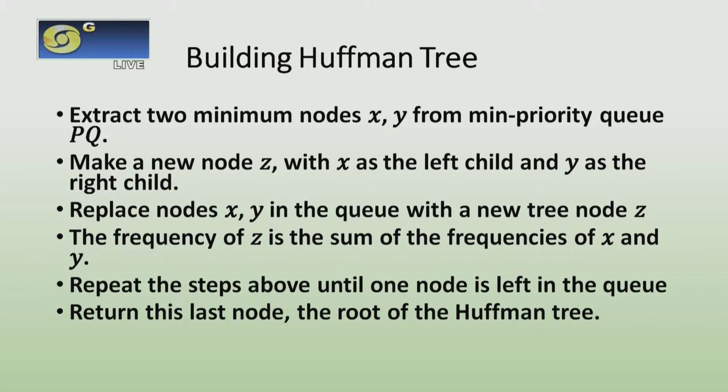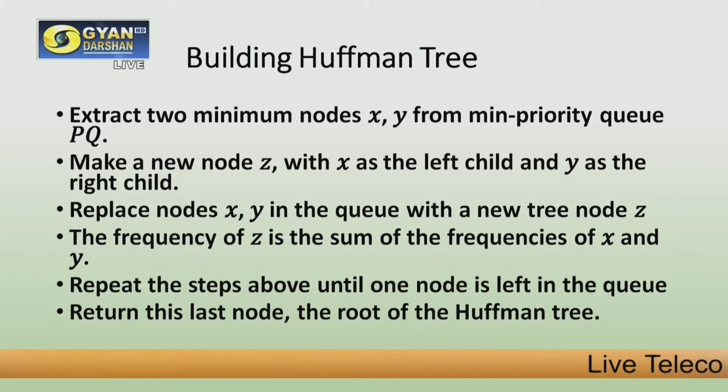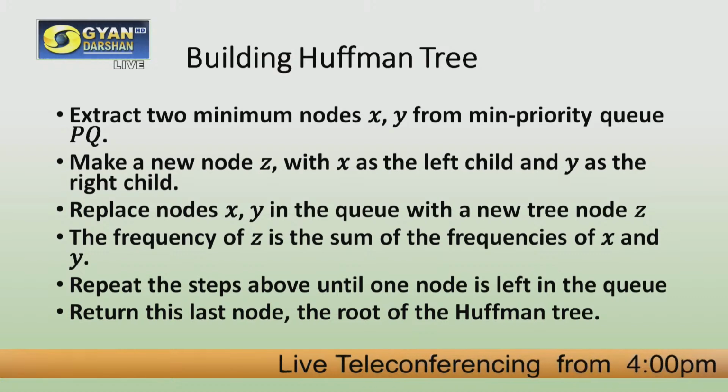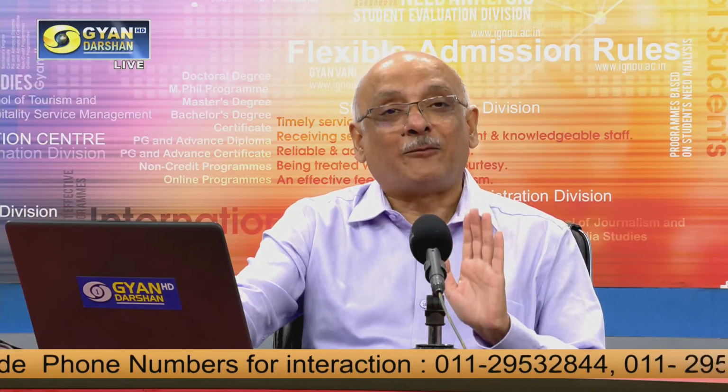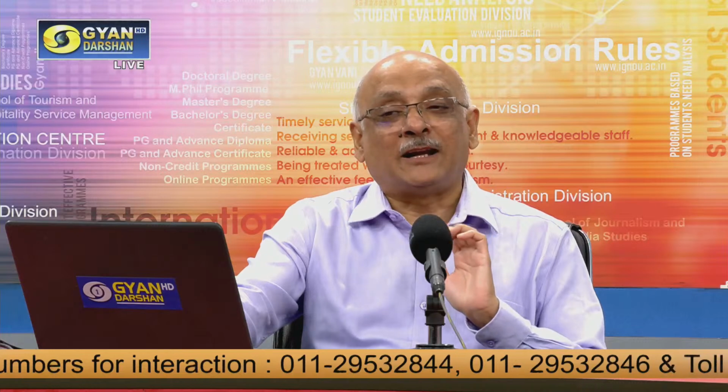Now the whole process looks very difficult to understand. So how are we going to understand this whole process? Very simply, by taking up a simple example. So once again, let us take the example which we were discussing and try to make a Huffman tree for this particular example.